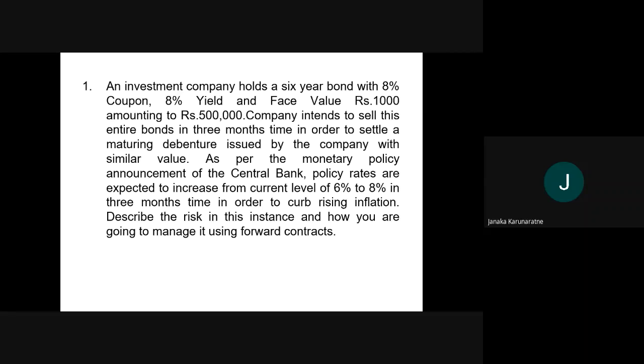What do you have to do? Anyone else? If you understood the principle, what do you have to do? You have to sell forward contracts. Since it's a forward contract, if you can identify a partner to buy forward contracts at 8% yield today, you can make a full hedge.